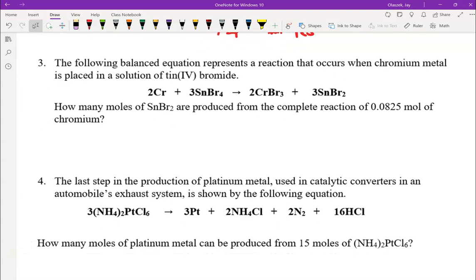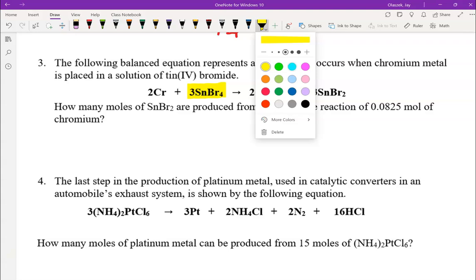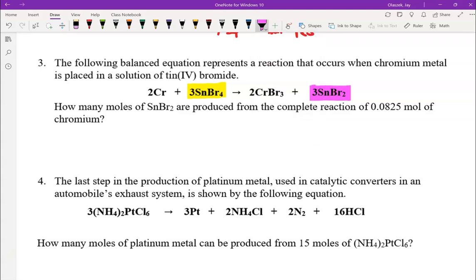Here's number 3. It says the following balanced equation represents a reaction that occurs when chromium metal is placed in a solution of tin 4-bromide. Be careful. You've got two kinds of tin bromide. You've got tin 4 and you've got tin 2. Let's be careful because the question is clearly asking for this version. So watch out. Don't get confused. It's easy to do.